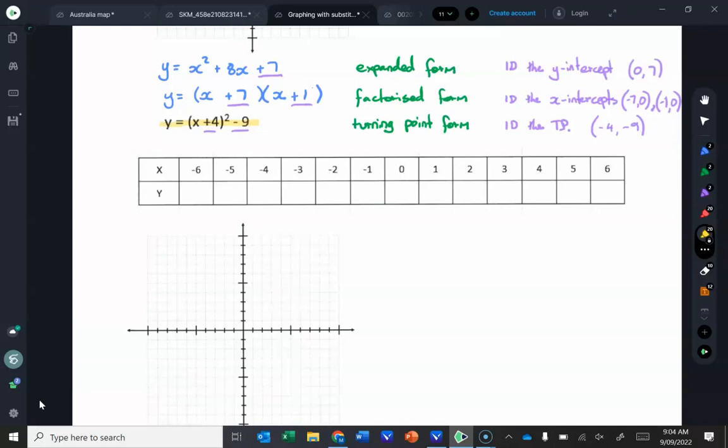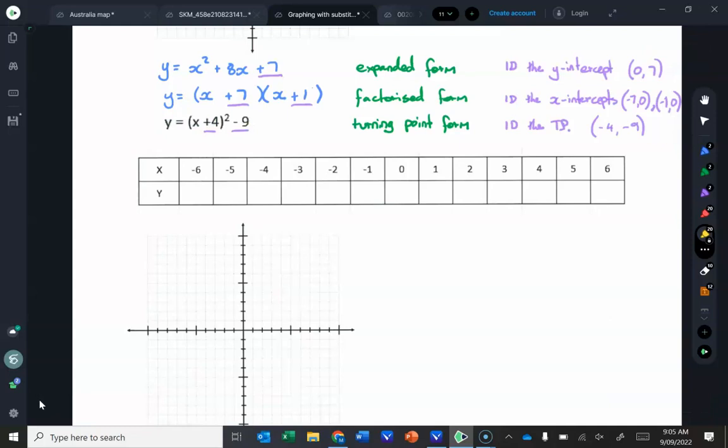And they give you different pieces of information. In my humble opinion, the turning point form's probably the least useful of them because there are other strategies for working out what the turning point is. But each of these has its own merits. So I've tried to put that here for you to copy down in a second.